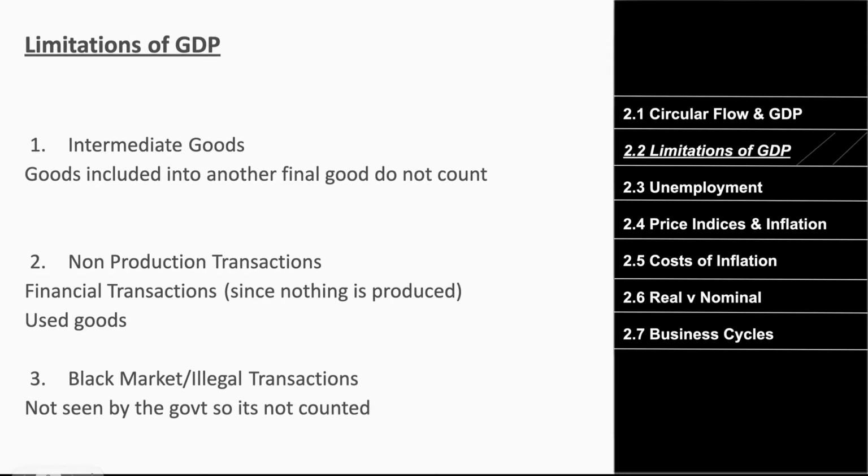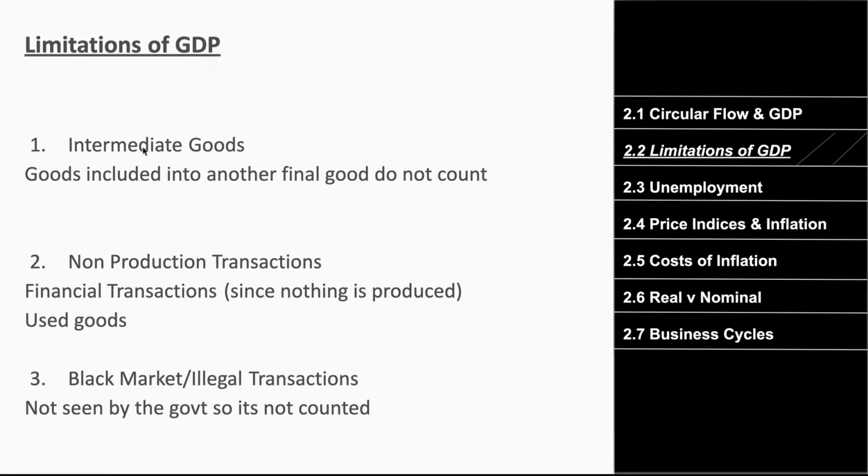So now that we understand GDP, you need to understand the limitations of GDP. And these are incredibly important because there's a lot of questions regarding this. On the AP exam, it might ask you if GDP would increase or decrease, or if this type of transaction is included in GDP. You need to understand if that's actually applicable. So there's three main limitations you need to know.